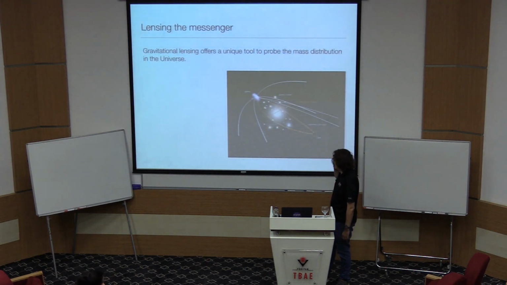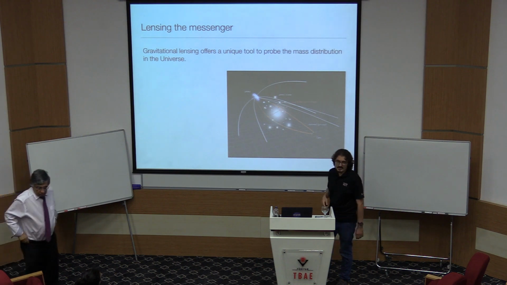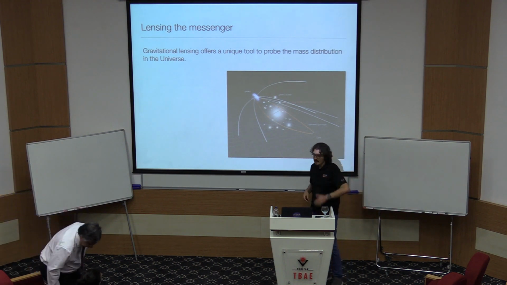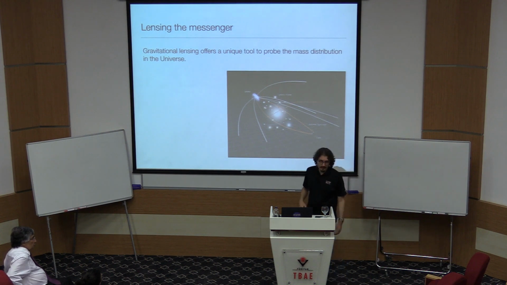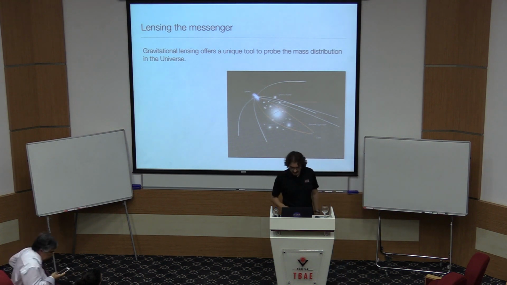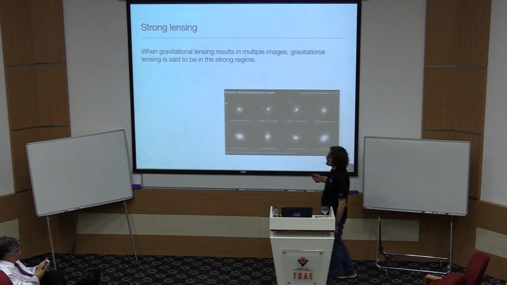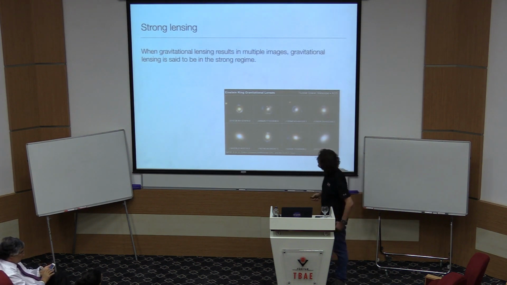So this is just an artistic picture of what's going on. You have some galaxy, some light source, and then there's some mass distribution in between the galaxy and you, and then the light rays that originate from that galaxy are bent towards your eye. So that's gravitational lensing. And through this, obviously, you can start probing that mass distribution in between.